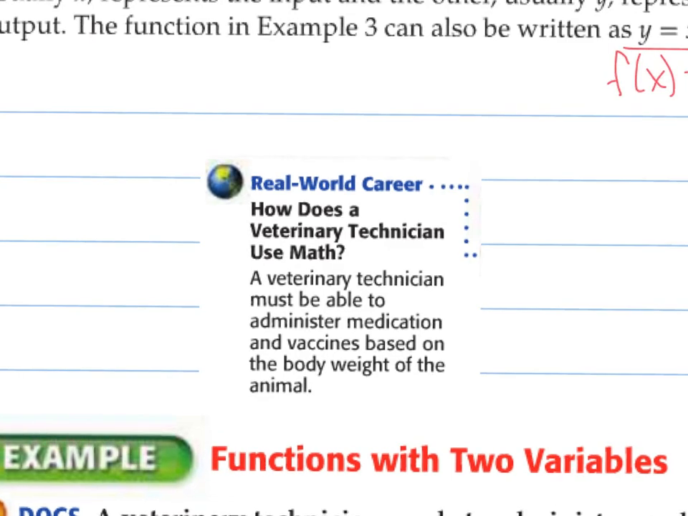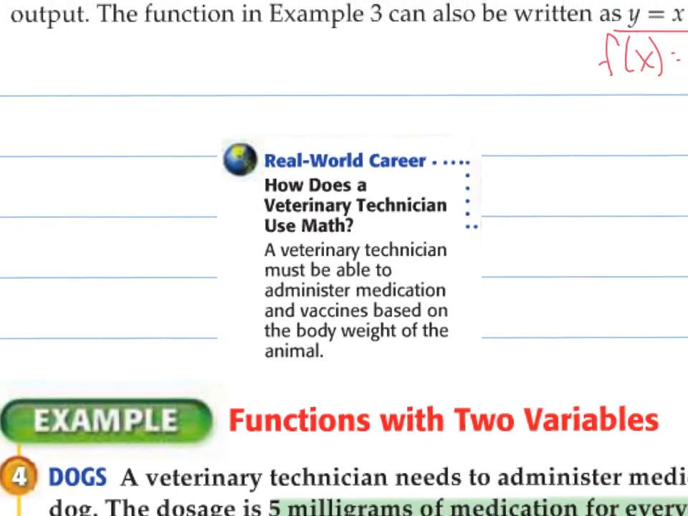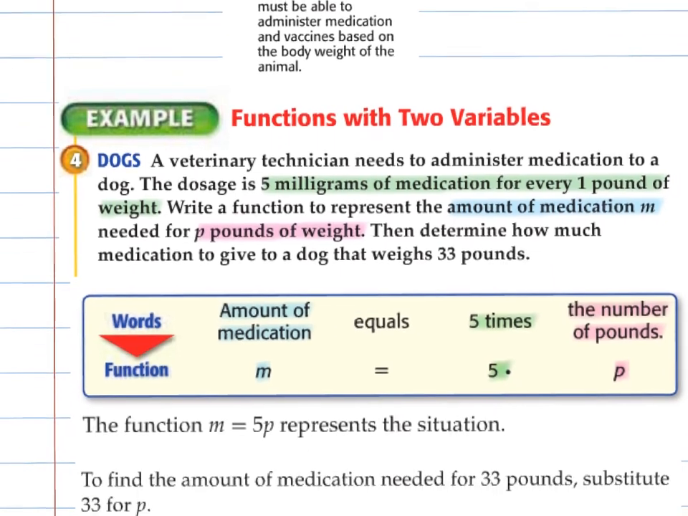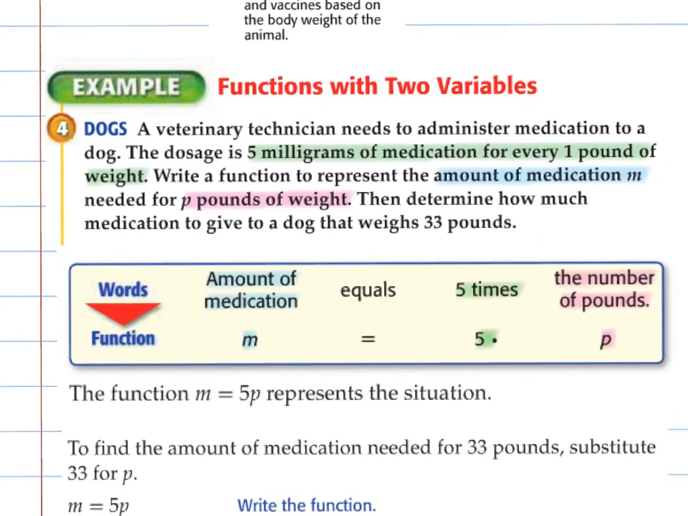We're going to look at a real-world example: how a veterinarian technician uses math to administer medicine and vaccines based on the body weight of an animal. So, functions with two variables. A veterinarian technician needs to administer medication to a dog. The dosage is 5 milligrams of medication for every 1 pound of weight. Write a function to represent the amount of medication needed for p pounds of weight.